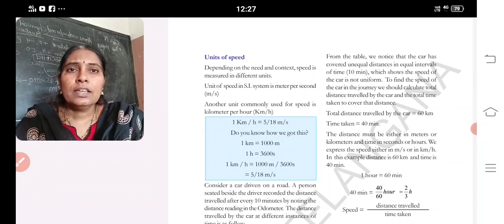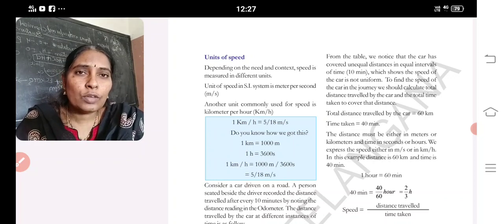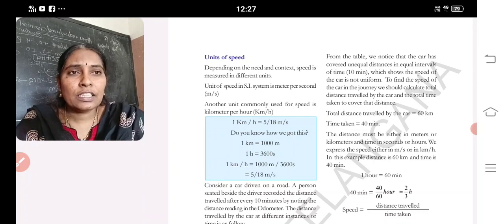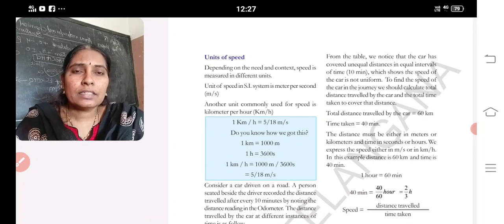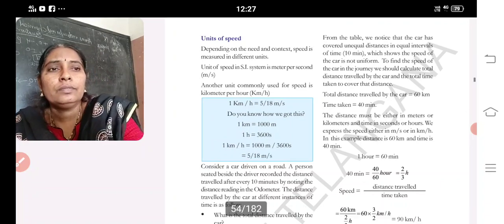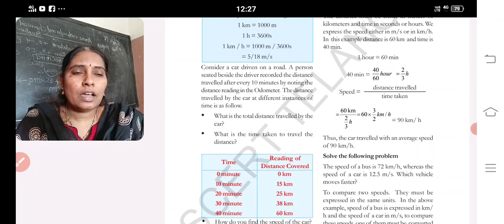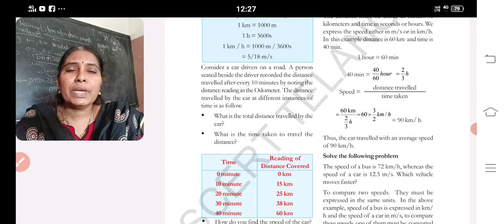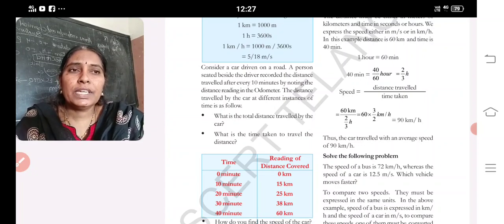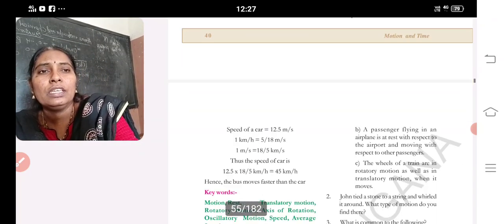In the SI unit it is meters per second, and in the CGS system, MKS system, that is kilometers per hour. Based on that we have a simple formula. The speed is nothing but the distance travelled by the time taken. Here speed units are meters per second, kilometers per hour. You have to solve the problems based on the speed. Speed is nothing but distance by time. Solve the problems by converting the units.